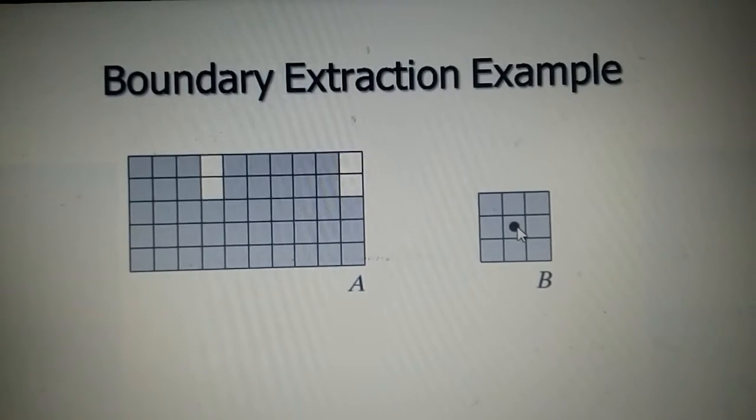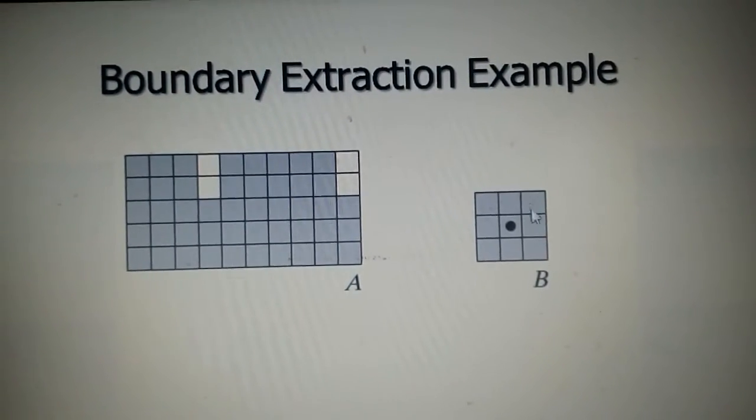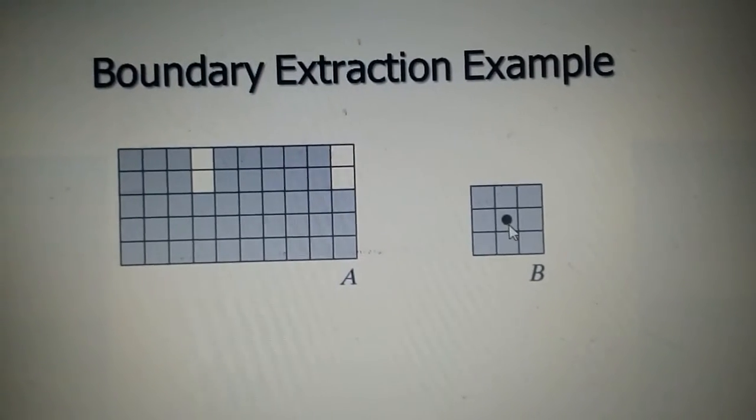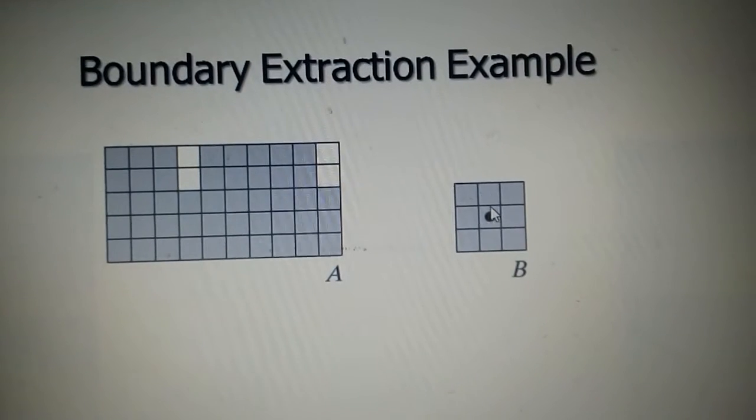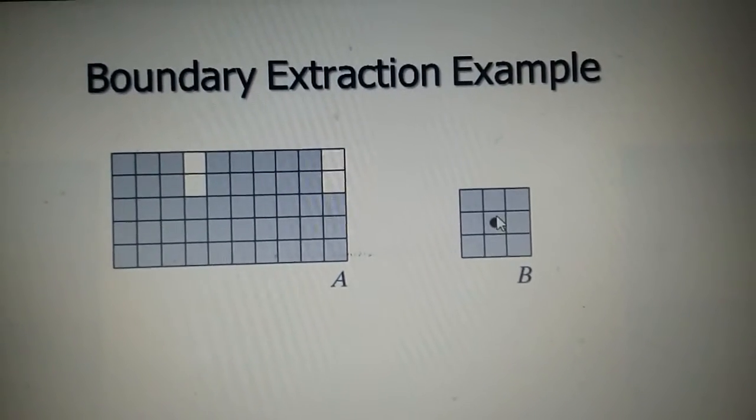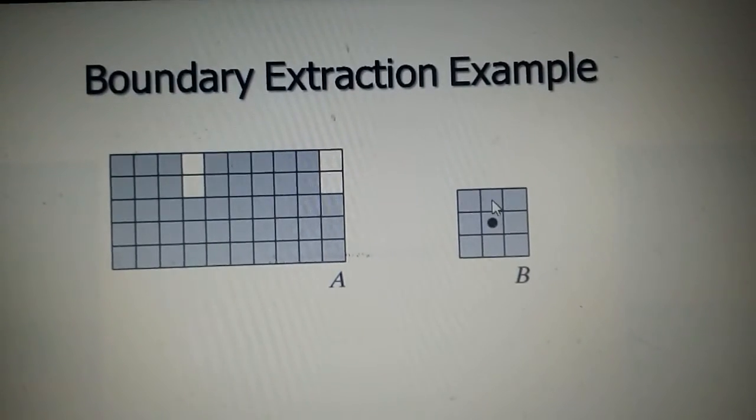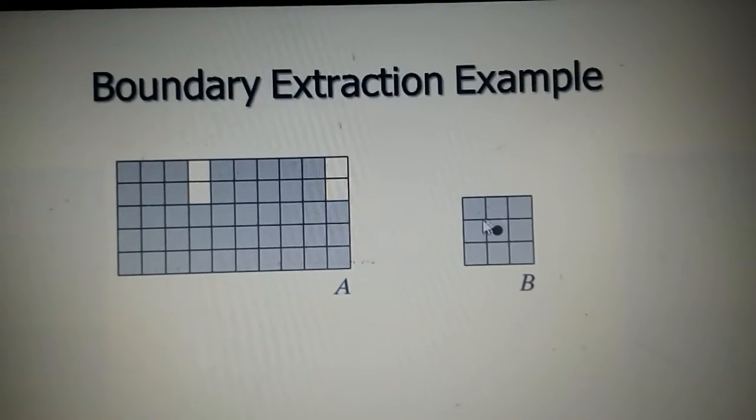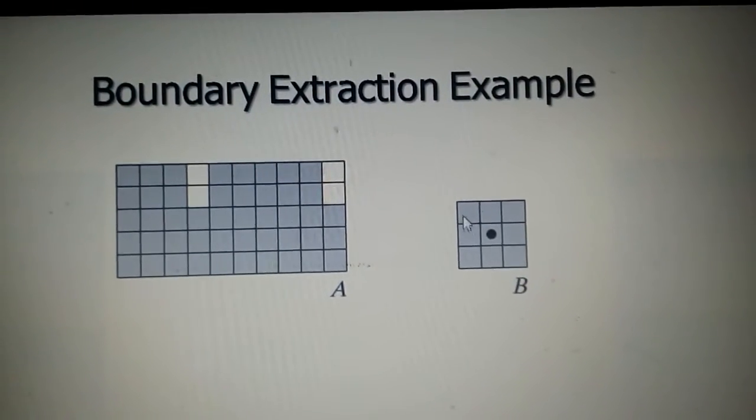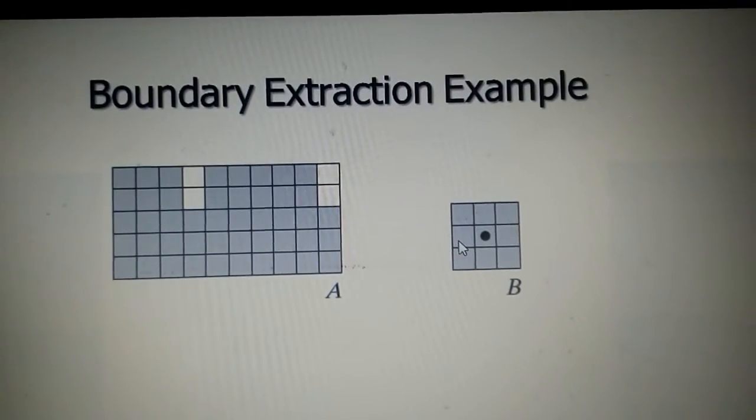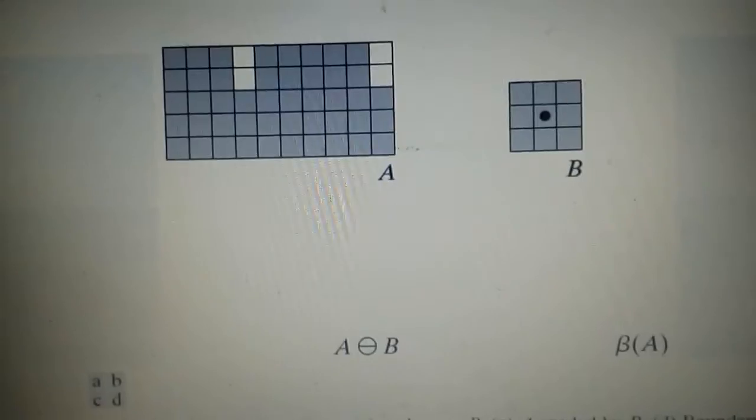This dot indicates the origin, and this kind of structuring element is called 8 connected. Why is it called 8 connected? From this origin, you can traverse in 8 different directions: up, down, left, right, up left, up right, down left, and down right. Those are the 8 different directions. Therefore this is called an 8 connected structuring element.